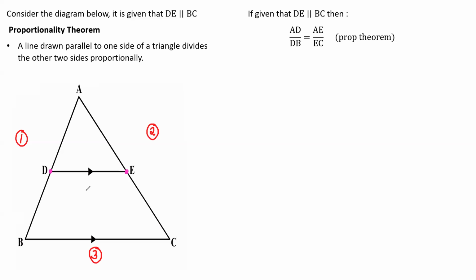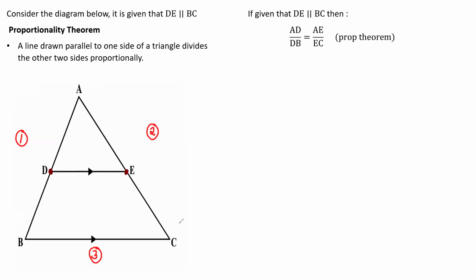There is a line drawn from AB, from the part where there's D, to AC, to the part where there's E. So let's speak maths. There's a line drawn from one side of a triangle, side AB, to the other side of the triangle, side AC. A line drawn from one side of a triangle to the other side of the triangle.